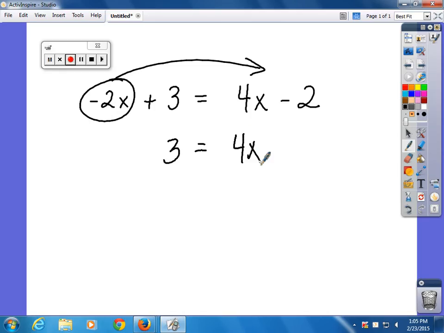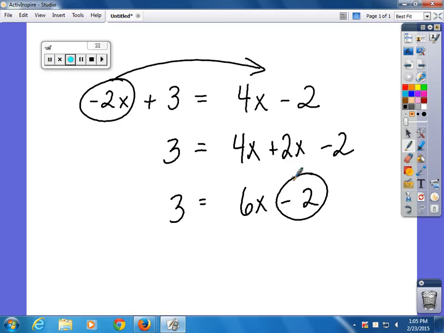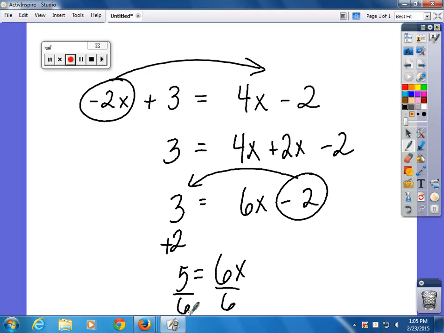What does that do when it comes across the river? It becomes 2x. And that gives me 3 is equal to 6x minus 2. Now we have our 6x together. The 2 goes where? Across the river, that becomes a what? Positive 2. 5 is equal to 6x. Now what? 5 over 6 is equal to x.